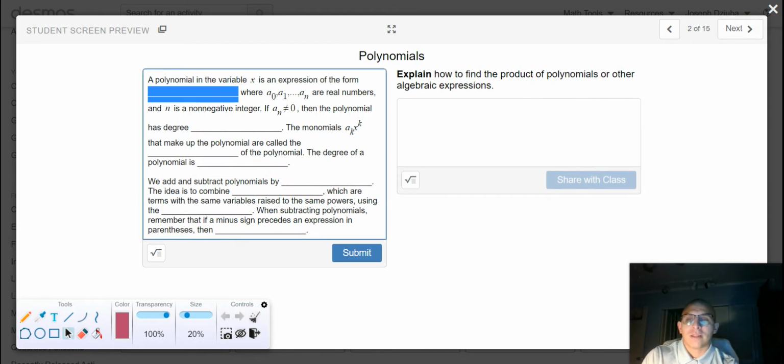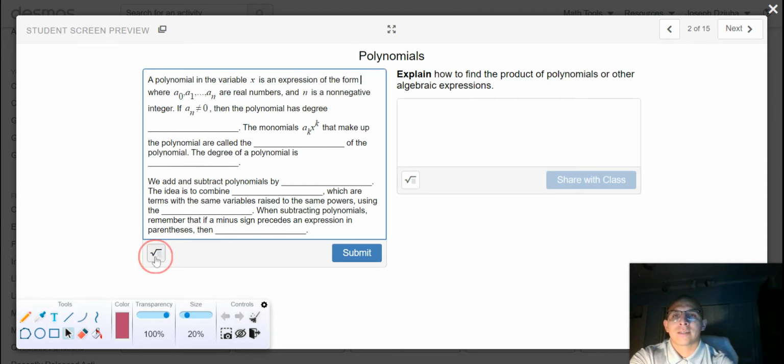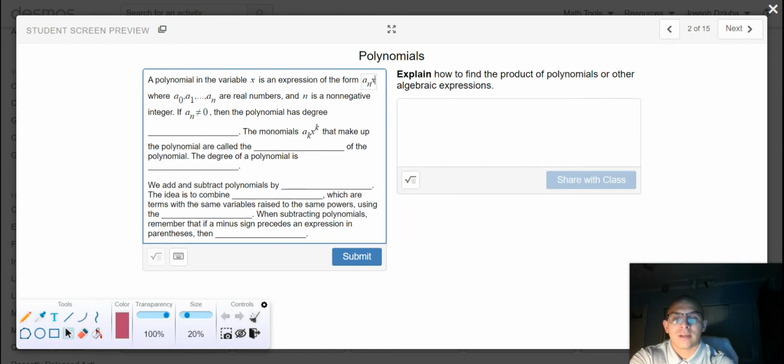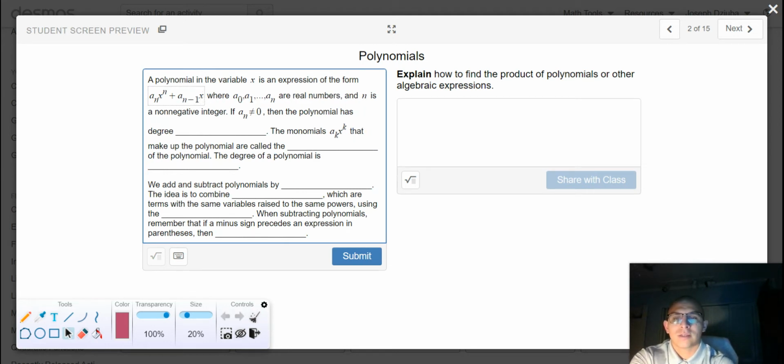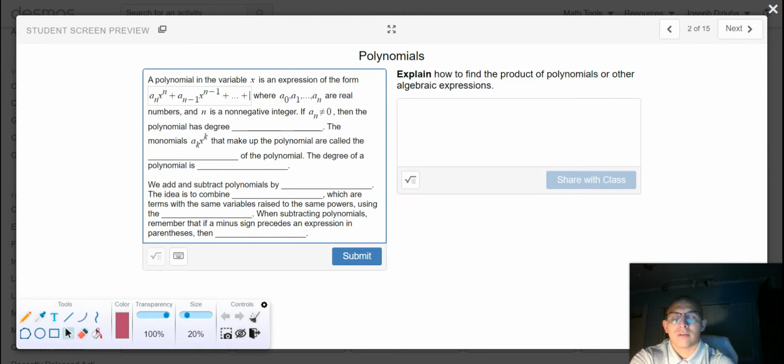All right, first and foremost, what is a polynomial? A polynomial in the variable x is an expression of the form a sub n times x to the n plus a sub n minus 1 times x to the n minus 1, and so on. Basically, a polynomial is an expression that consists of an indefinite amount of terms, with each term having a variable associated with it, and a sub 0 being defined as a constant value.